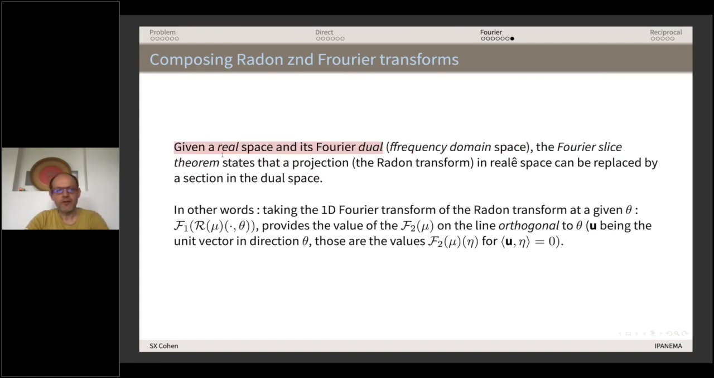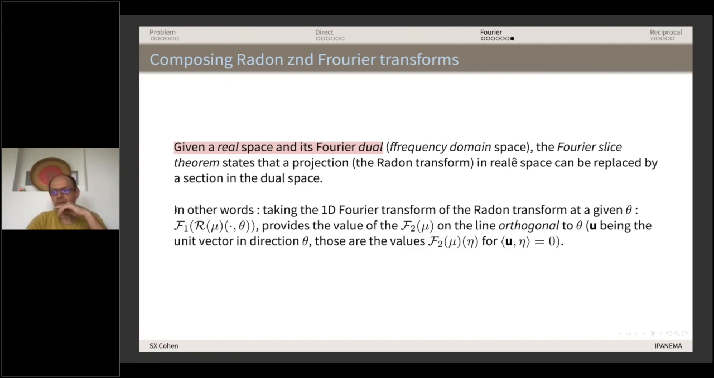So we have a real space, and its Fourier dual space, which is basically a frequency domain space in this case. And there is a theorem which is called the Fourier slice theorem, and it states that the projection is basically a Radon transform. By projection in this case, what I mean is that I'm taking all the integrals along a straight line and I'm projecting it at the end of the line. So this is a Radon transform in real space, and it can be replaced by a section of the Fourier transform in the dual space.